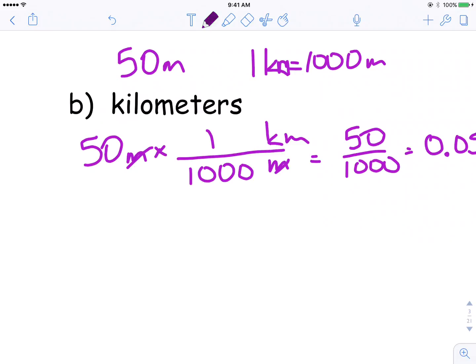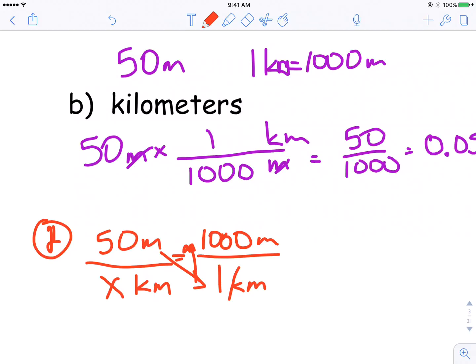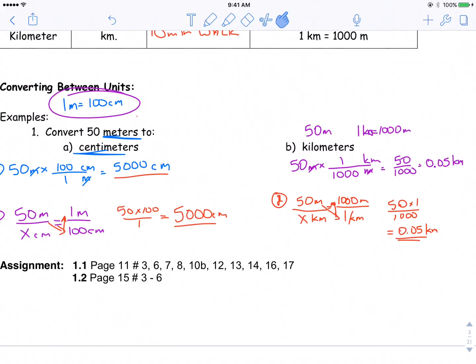Again, using proportional reasoning, let's take my 50 meters. I'm converting to X number of kilometers. I make that equal to a factor, that is 1,000 meters over 1 kilometer, cross multiply, divide, 50 times 1 divided by 1,000. You can see we're doing the same calculation. Gives me 0.05 kilometers. Get to exactly the same place.